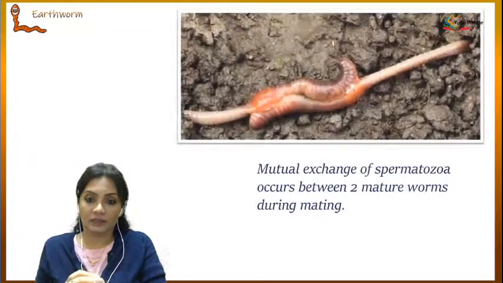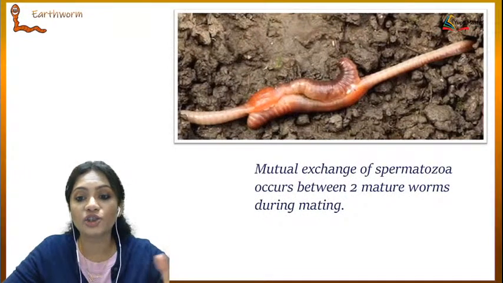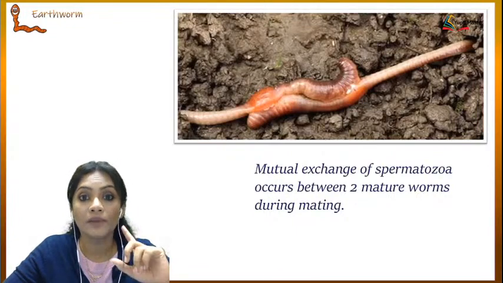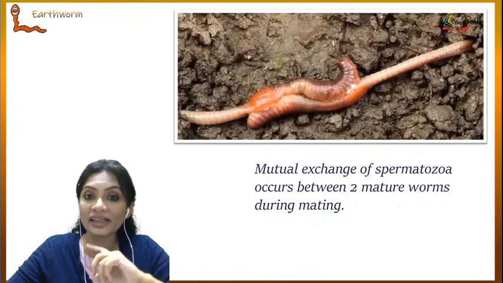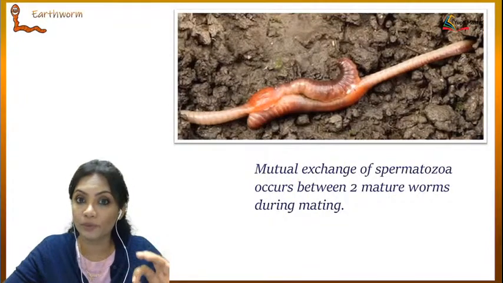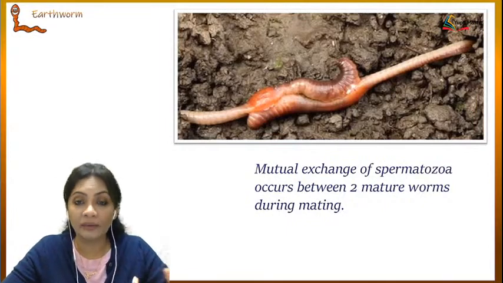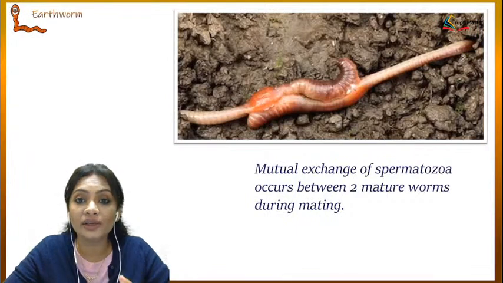Okay. Next, we see that there is going to be a mutual exchange of spermatozoa. Where was the spermatozoa? It was maturing in the seminal vesicle, and it would come out through the male genital pore. Male genital pore. Okay. Now, what happens here? There is going to be a mutual exchange of the spermatozoa during mating.